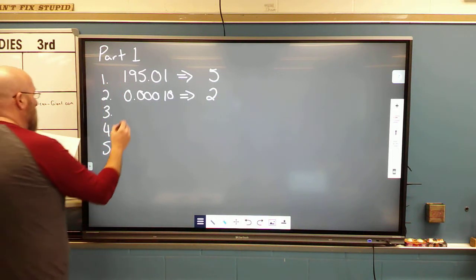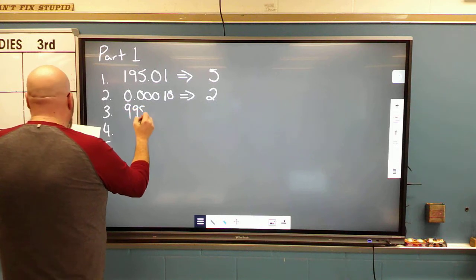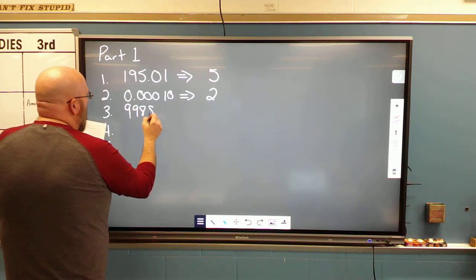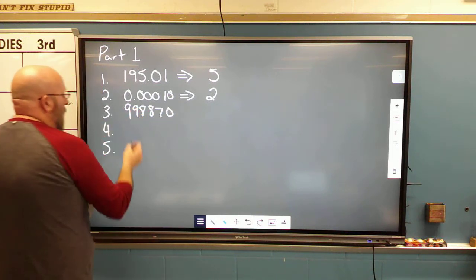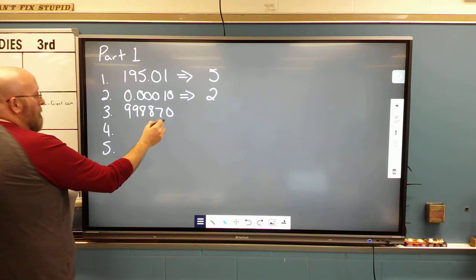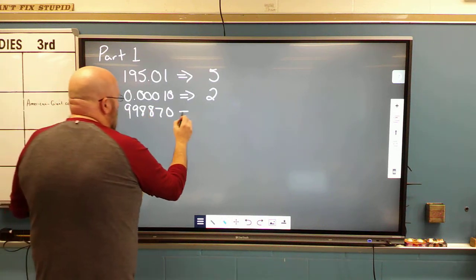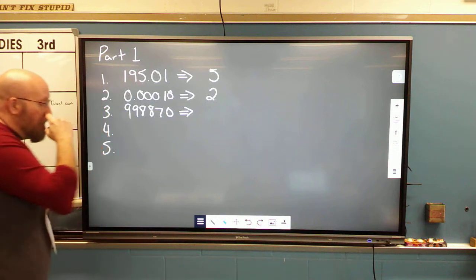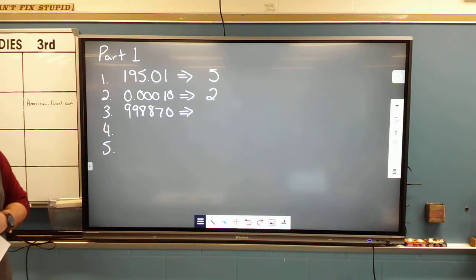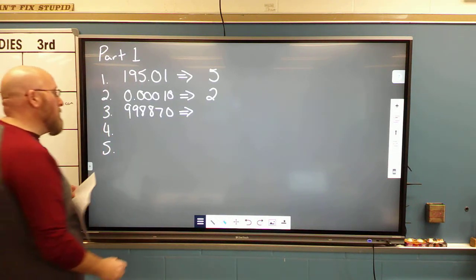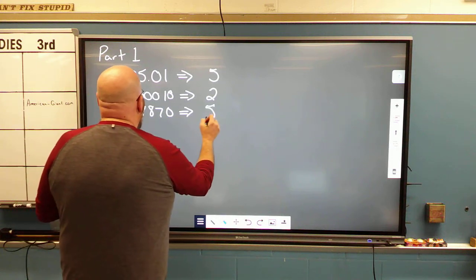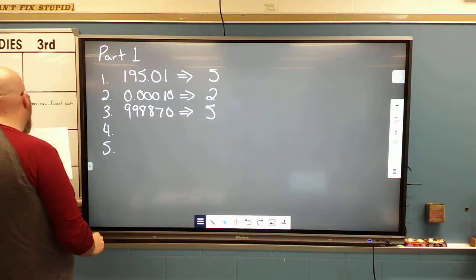The next one, 998,870. Well, obviously these 5 count. That last one, that trailing 0, does it count? If and only if there was a decimal. There is no decimal, so the number is 5. That 0 does not count.